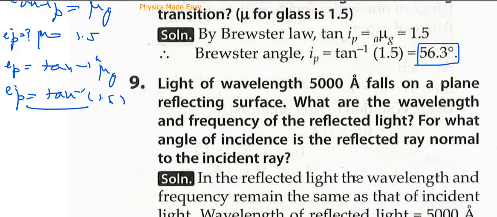Light of wavelength 5000 angstroms falls on a plane reflecting surface. What are the wavelength and frequency of the reflected light? It will be same. For what angle of incidence is reflected light normal to the incident light? This is important.